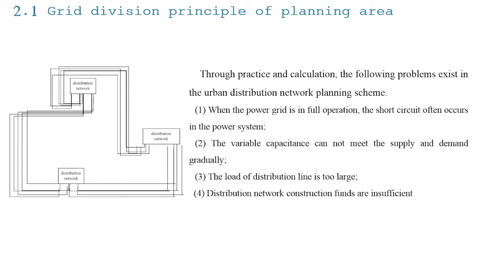First, when the power grid is in full operation, the short circuit often occurs in the power system. Second, the variable capacitance cannot meet the supply and demand regularly. Third, the load of distribution lines is too large. Fourth, distribution network construction funds are insufficient.